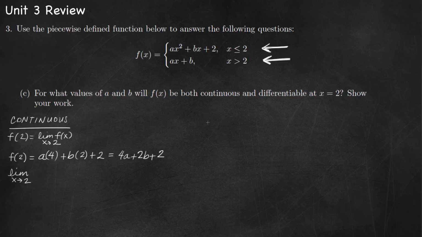But since 2 is right where the domain splits, in order to evaluate the limit, we have to find the limit from the left-hand side and the right-hand side. So the limit as we approach from the left-hand side, we're looking at the top piece here, the ax squared plus bx plus 2. Finding that limit by substitution, we get a times 2 squared plus b times 2 plus 2, which is the same thing we got when we found f of 2. And then the limit as we approach 2 from the right-hand side, now we're looking at the bottom piece, is a times x plus b, or 2a plus b.